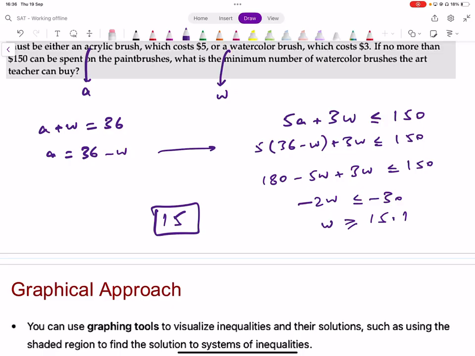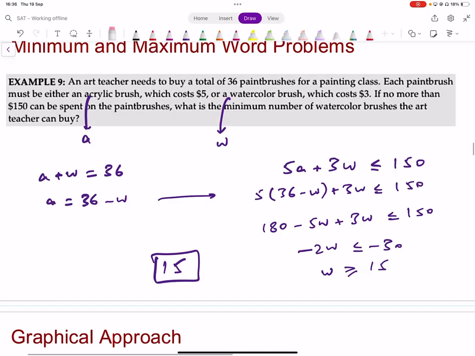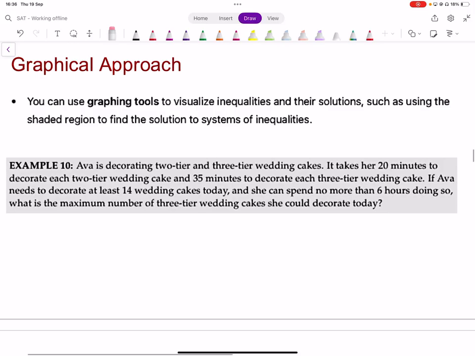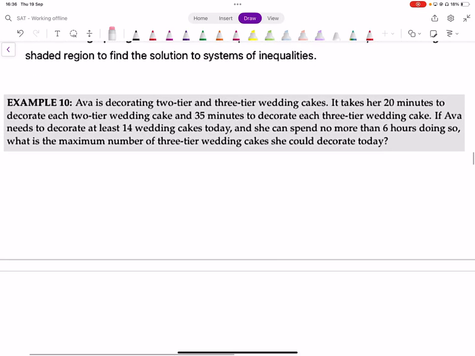Okay. Any problems? Okay, one last example in this. Again, have a look at this question.